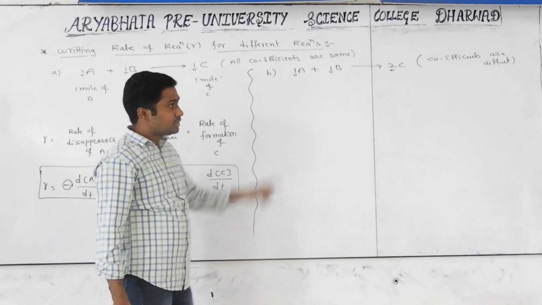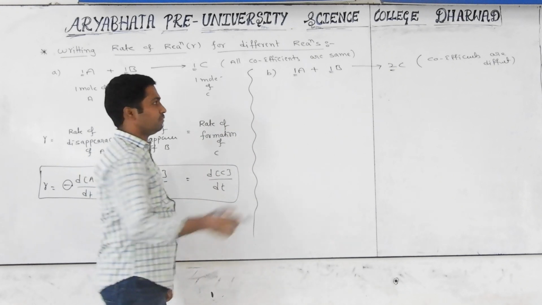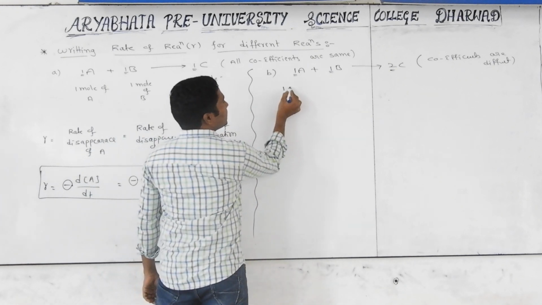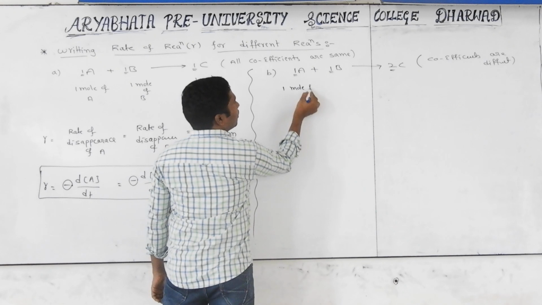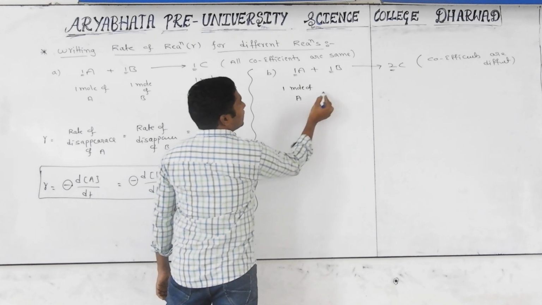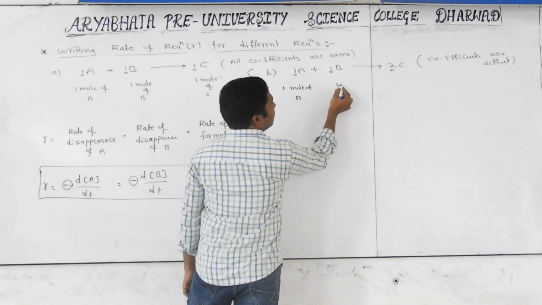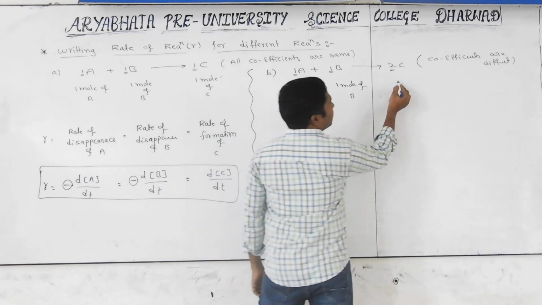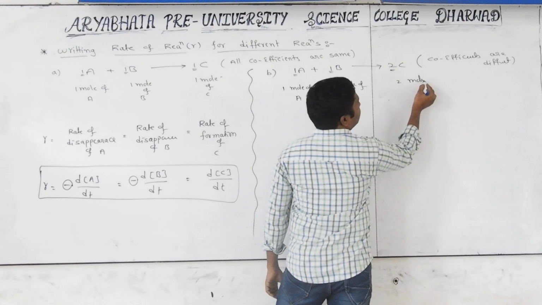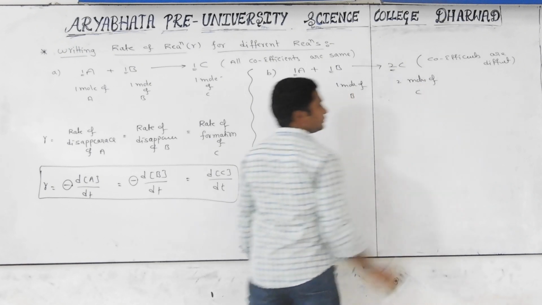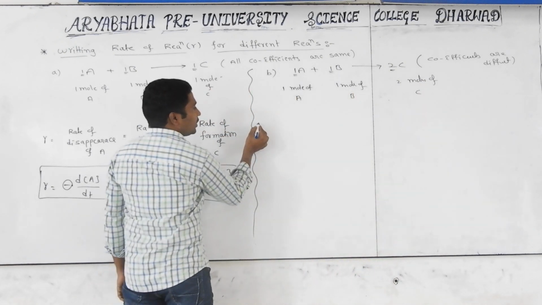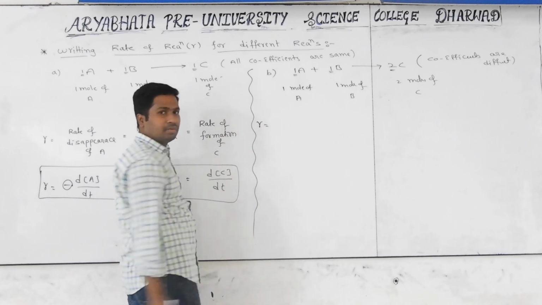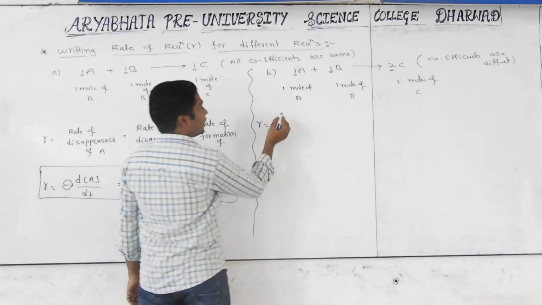Then how do we solve this? This is very important, so see very carefully. What is the meaning of this? It is nothing but 1 mole of A combining with 1 mole of B, and we are getting 2 moles of C. But I want to write down the rate of reaction for this. What has to be done?